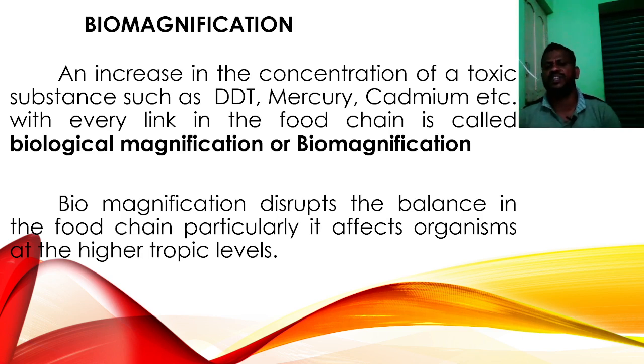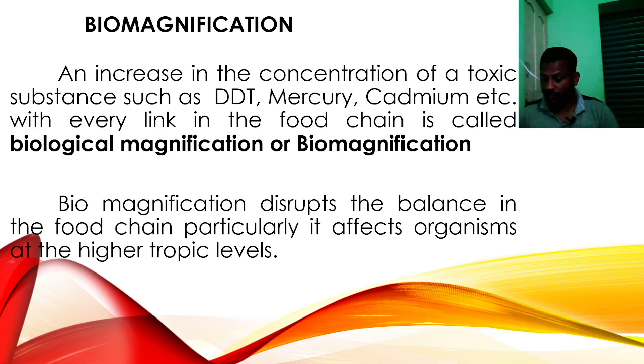What is the effect of this biomagnification? It disturbs the balance in the food chain. Particularly, it affects the organisms at a higher trophic level. It means the lion, tiger, whatever is present in the higher trophic level, it affects them.